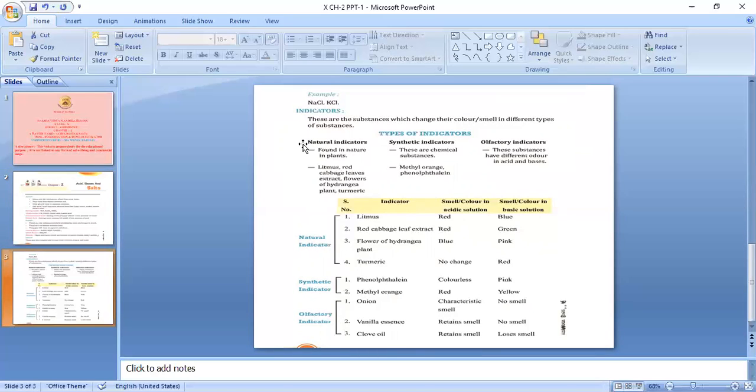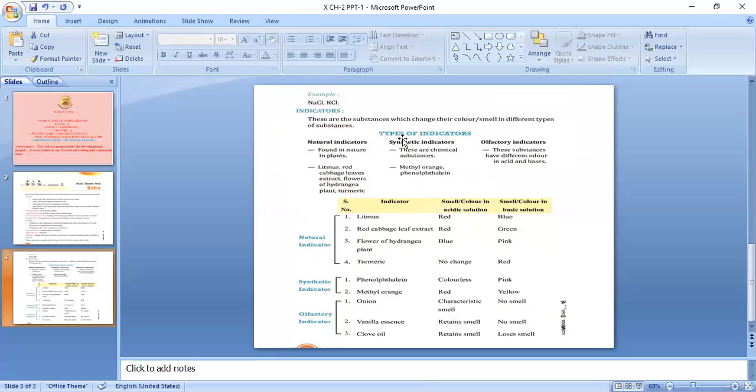First, let's talk of natural indicators. Natural indicators are obtained from substances which are found in nature. That is, they are obtained from plants. Their origin is plants which occur in nature. Examples of natural indicators: litmus, red cabbage leaves extract, flowers of hydrangea plant, and turmeric.